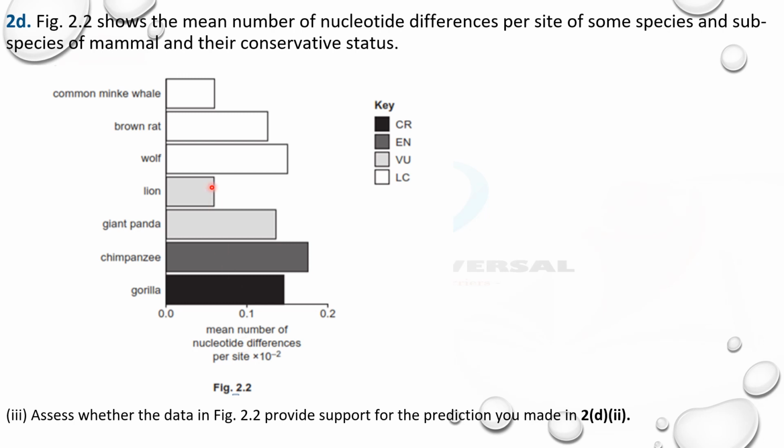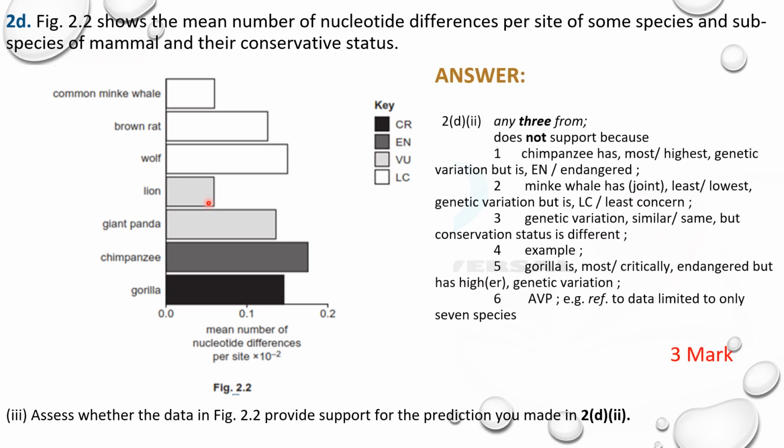If you check on that one, see, lion is vulnerable. So I've mentioned it. Let's look at what the mark scheme says here. It says any three does not support because chimpanzee has the highest genetic variation, but it's endangered. Number two, minke whale has the lowest genetic variation and is least concern.